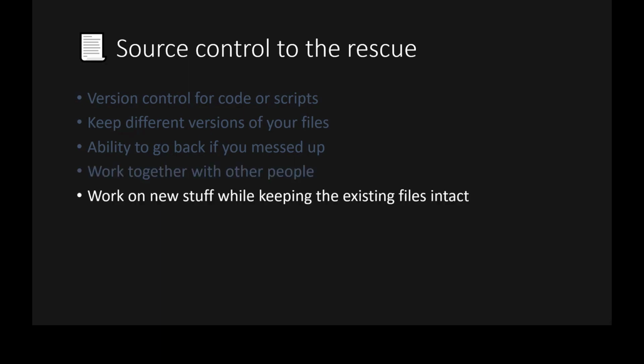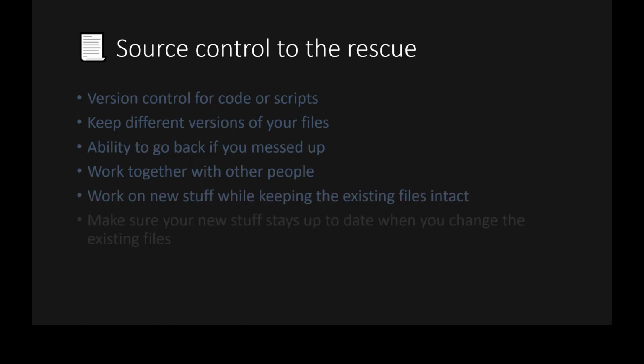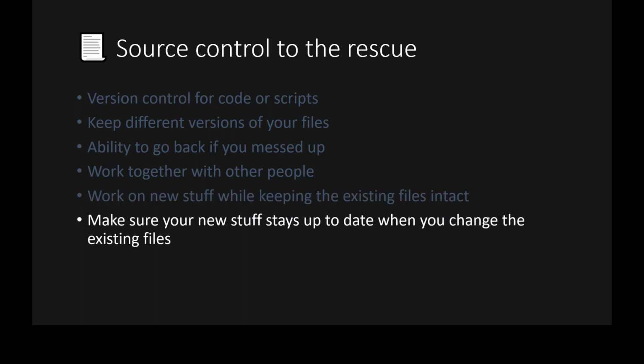Something that you might not have thought about already is that it enables you to work on new stuff while keeping the existing files intact. As everyone is looking at the same, let's say, base version of the truth, you can make a copy. It's not really called a copy in source control, it's called a branch. You can create a branch from that code and start making changes to it, for example for a new feature, or you might fix a bug or something like that. And then when you think you're ready, you can merge, that's called merging, back into the original, and everyone can take advantage of the stuff you changed. So that's quite important. And also the other way around.